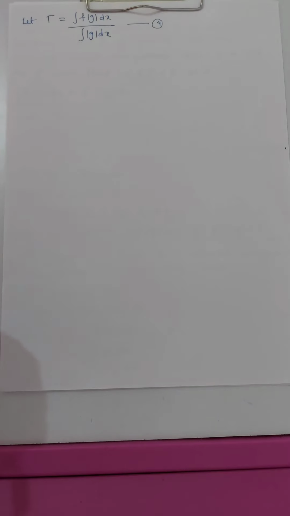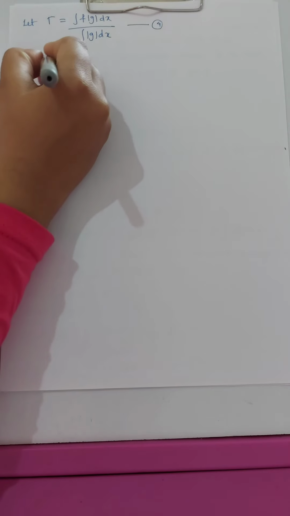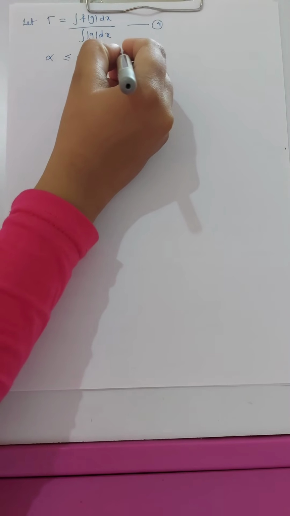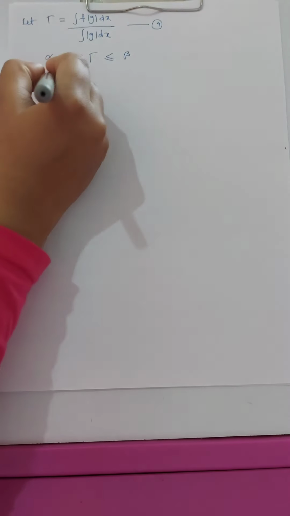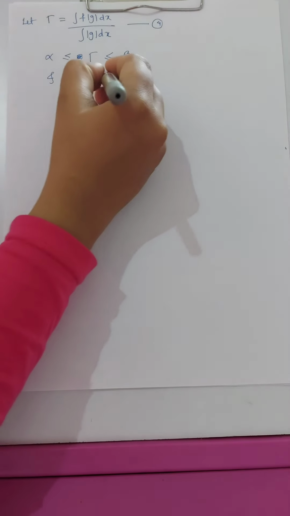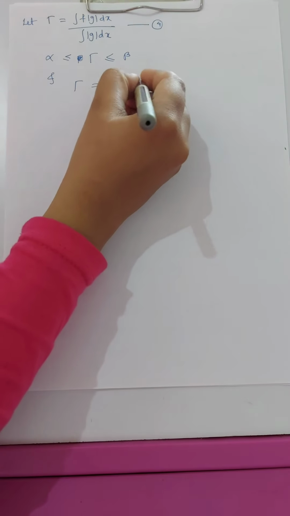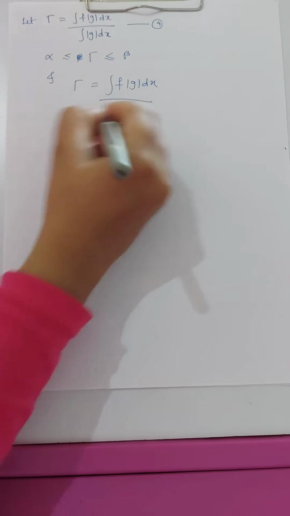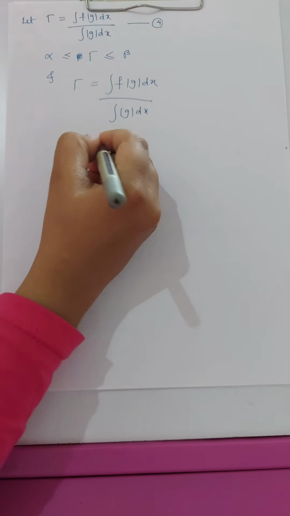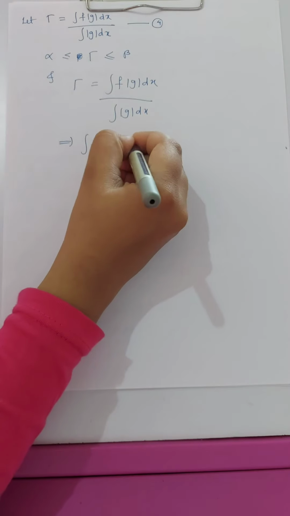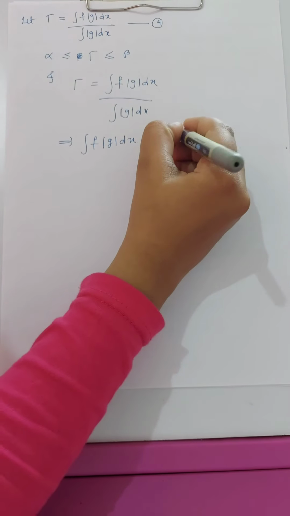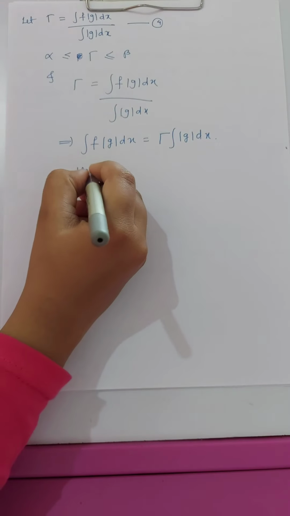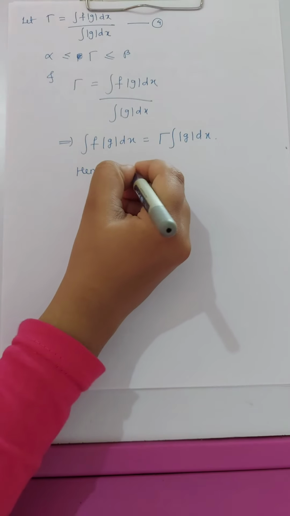so now from 3 and 4 we get alpha less than or equal to capital gamma less than or equal to beta, and as capital gamma is equal to the integration of f mod of g dx upon the integration of mod of g dx, this implies that the integration of f mod of g dx is equal to capital gamma times the integration of mod of g dx. So hence the theorem is proved.